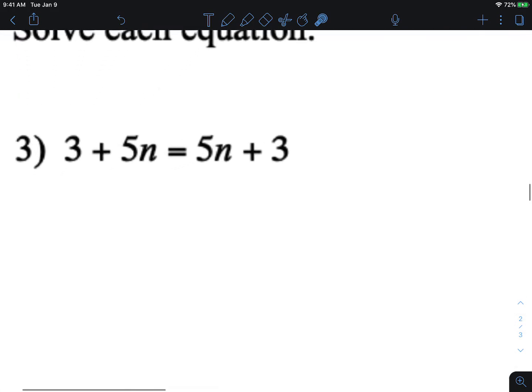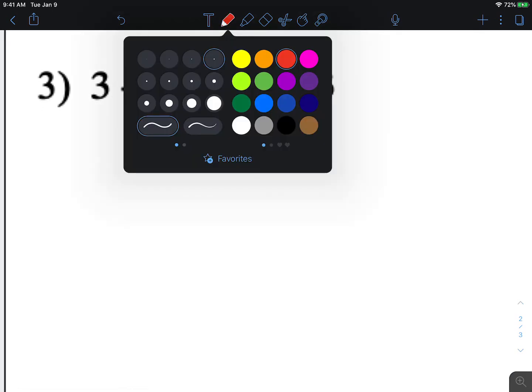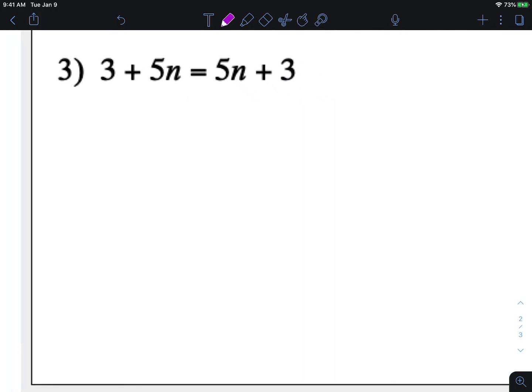Okay, number 3. So, first thing we're going to do is draw our line of separation, right? Let's see if I make it a little straighter. Not bad, right? So, again, I'm dealing with n here, so this n is going to come down here, and this n is going to come down here. That's not going to work. I need to bring my n's together, either on the left side or on the right side.